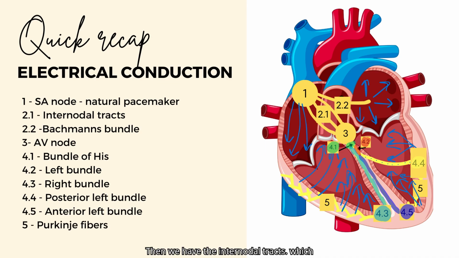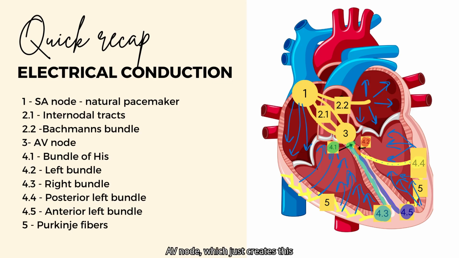Then we have the internodal tracts, which is represented by 2.1 in the picture. And we also have the Bachmann's bundle, which is represented by 2.2. And the internodal tracts and Bachmann's bundle basically have the same function, which is to take the signal and transport it to wherever it needs to go. So the internodal tract transports the signal from the SA node to the AV node, and Bachmann's bundle transports the signal from the right atrium to the left atrium.